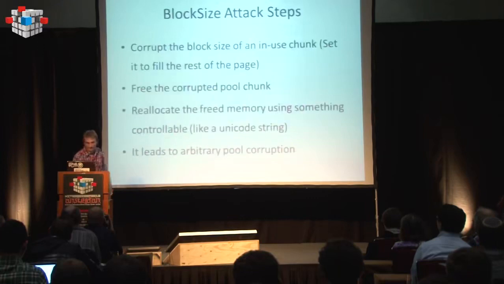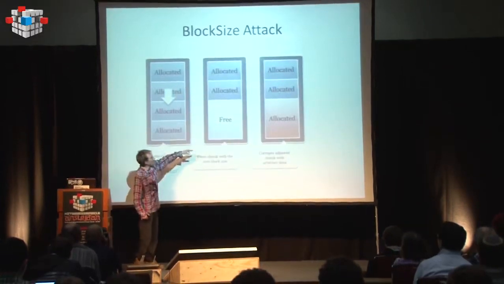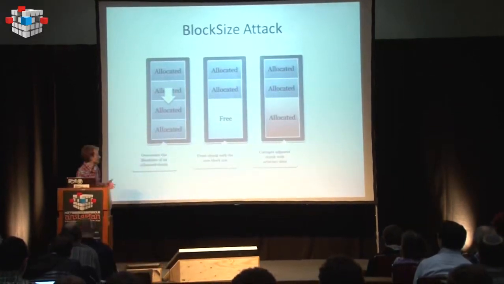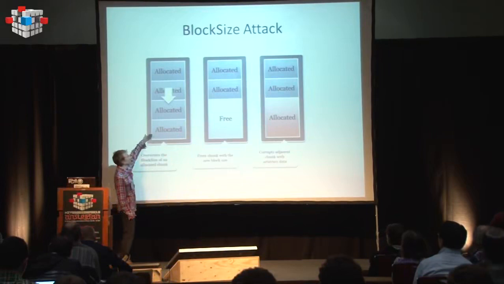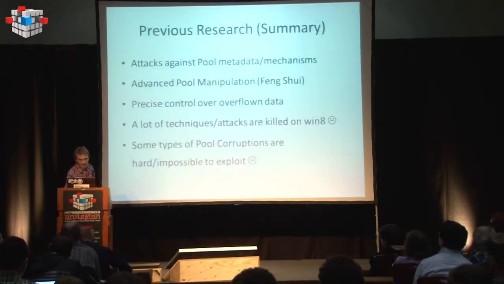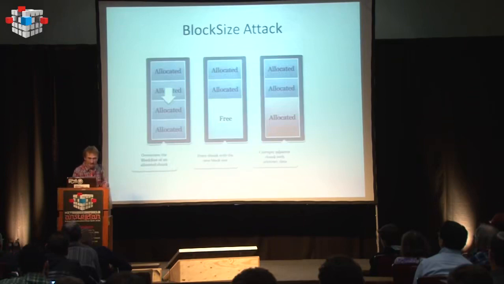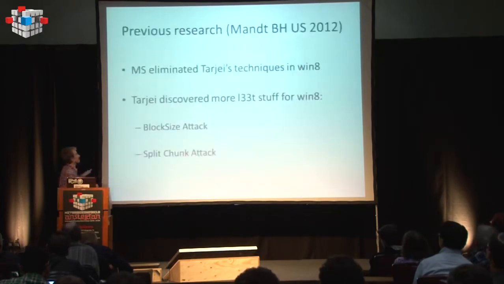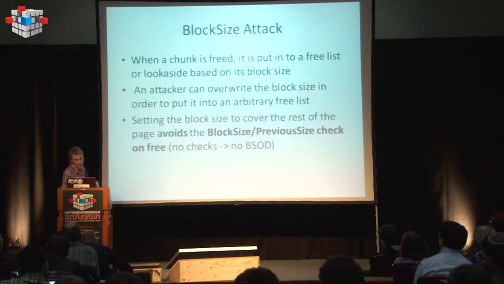And for example, we can reallocate this freed memory with something controllable, like Unicode strings. And it turns out that we overwrite the content of this chunk. So basically, it leads to arbitrary memory corruption. So why am I talking about this here? Because to attack the kernel pool allocator with, for example, this technique, by the way, the split chunk attack, which is a variation of the block size attack, I will just skip it.